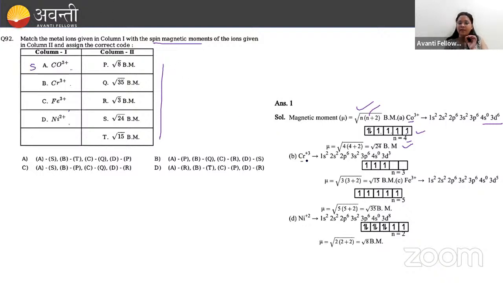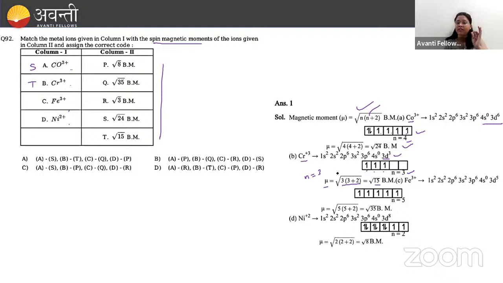Next, for chromium 3+ ion, the electronic configuration is what? 3d3 4s0. So there are only 3 electrons in the 3d3. So you can see here 1, 2, 3. So they all are what? Unpaired. That's why n will be 3. When you put n equal to 3, you will get the spin magnetic moment. That is what? Under root of 15 Bohr magneton. So under root of 15 means T.